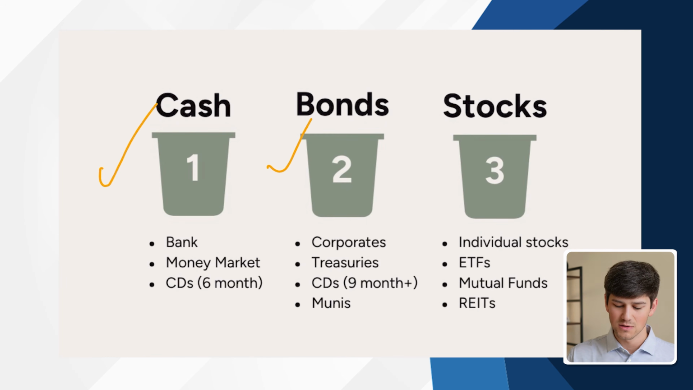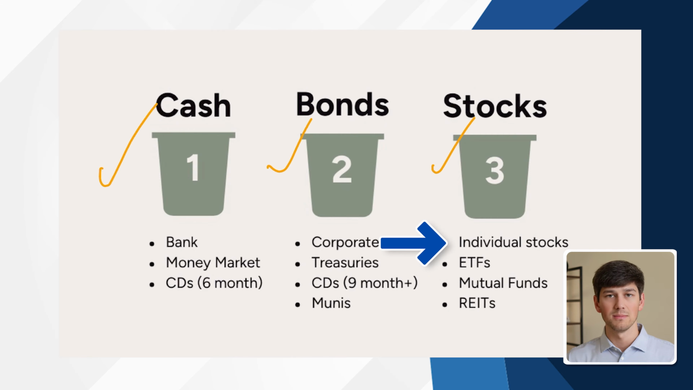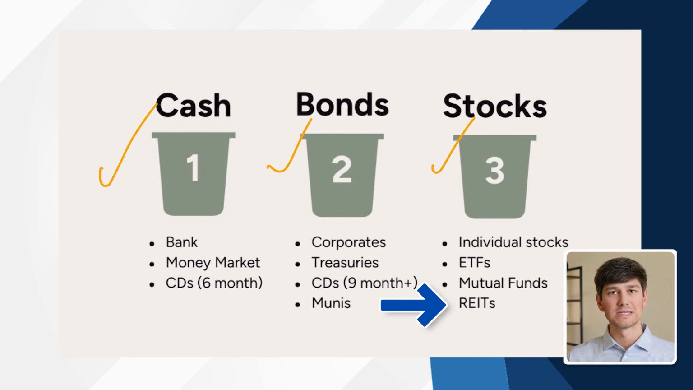And then you have your stock bucket, which could be individual stocks, stock ETFs, or stock mutual funds. And for simplicity, I want to throw REITs into this bucket as well. I know it's real estate, but in terms of volatility and how they operate, they're more like a mutual fund than an actual bond. So those are the 3 sections of money and how we're going to silo this out.